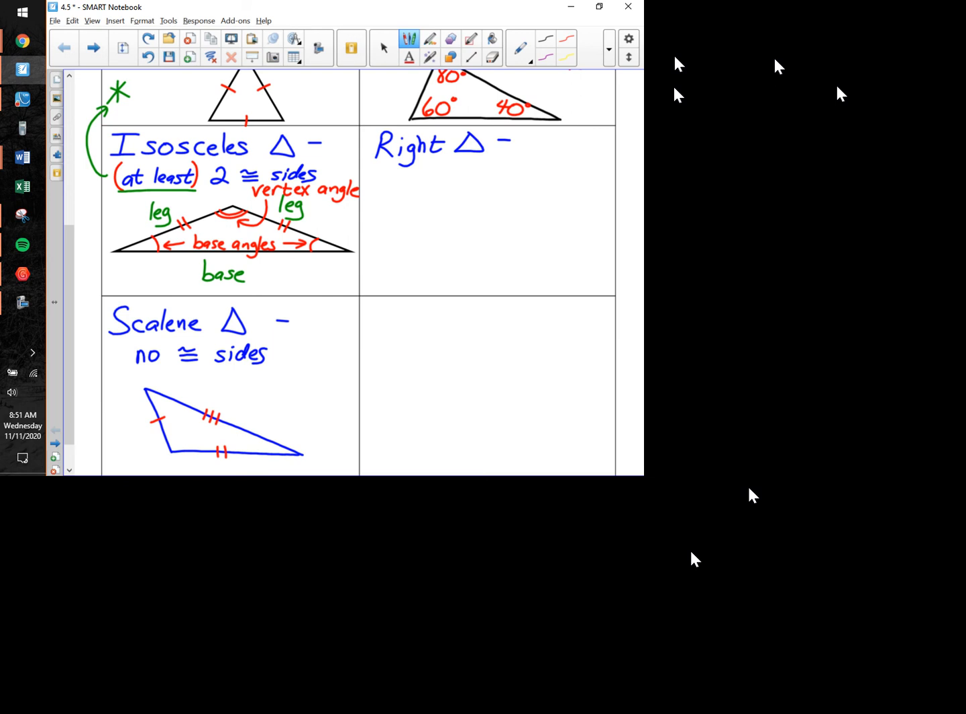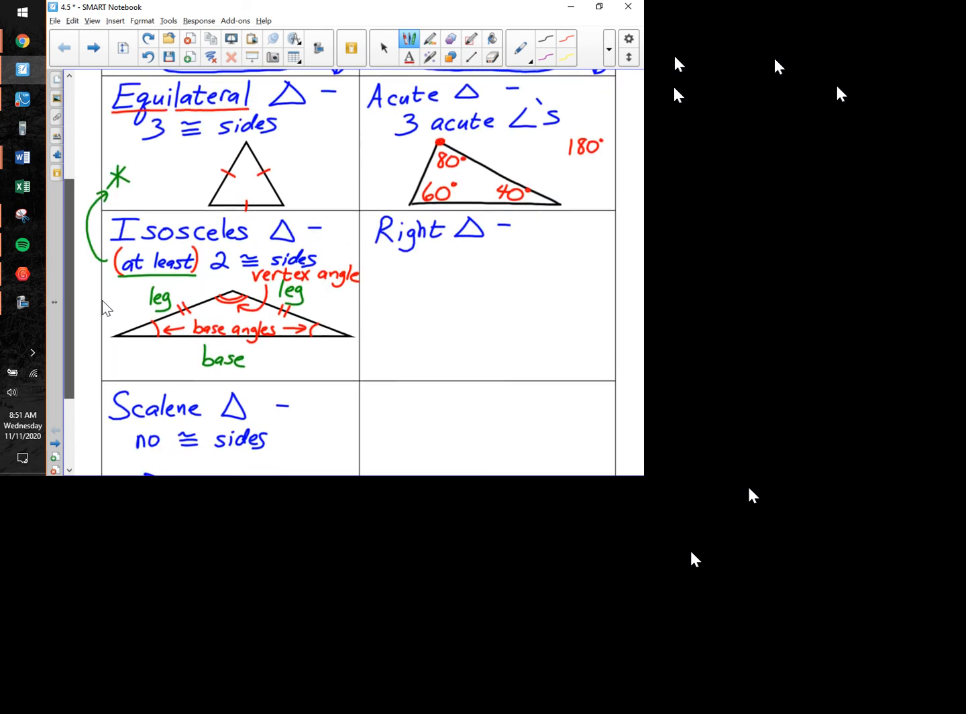Now, an acute triangle, we just said, is one that has 3 acute angles. Therefore, it would kind of be logical if you looked at this and said, if an acute triangle has 3 acute angles, a right triangle must have 3 right angles. But if you start doing the math on that, 90 plus 90 plus 90, that gets you 270, which is a little bit more than that 180 right there. So that's not going to work. A right triangle is a triangle with 1 right angle.